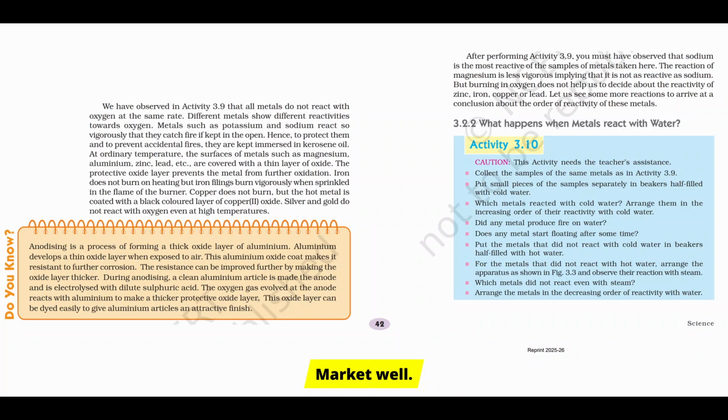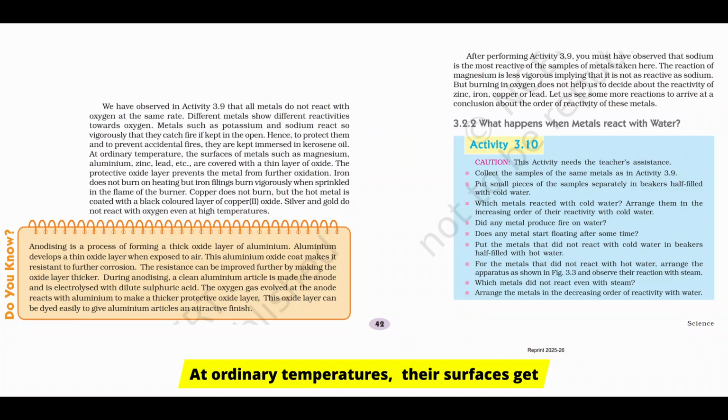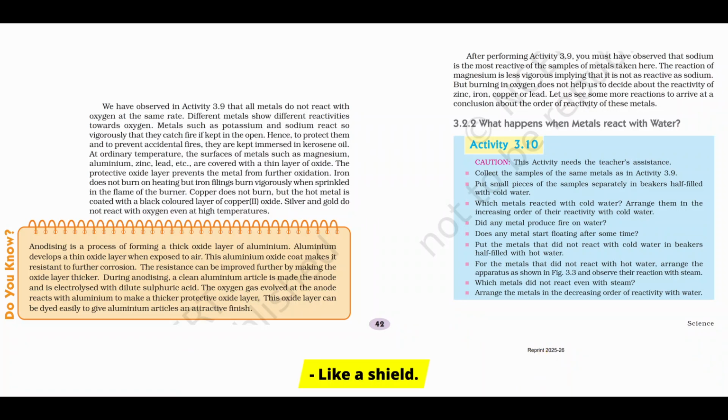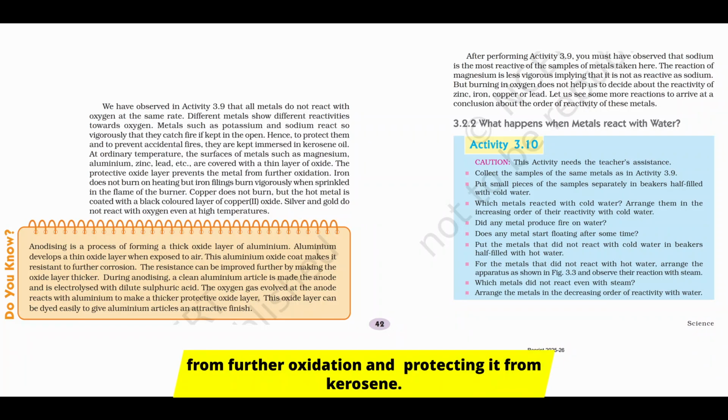Mark it well. Other metals like magnesium, aluminium, zinc, and lead react differently. At ordinary temperatures, their surfaces get covered with a very thin, protective layer of oxide. Like a shield. Exactly like a shield. This oxide layer acts as a natural barrier, preventing the underlying metal from further oxidation and protecting it from corrosion.